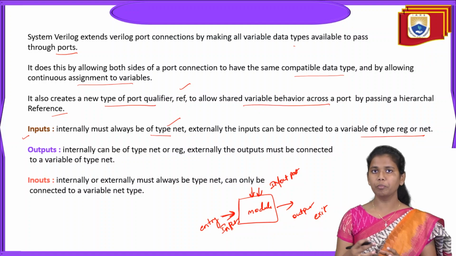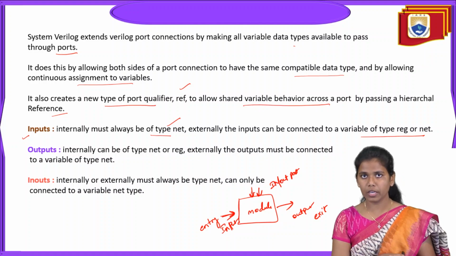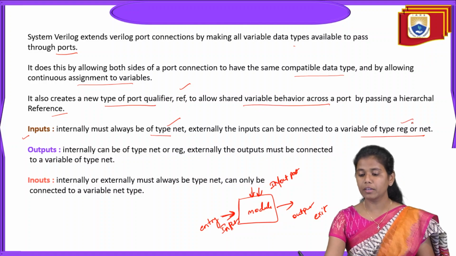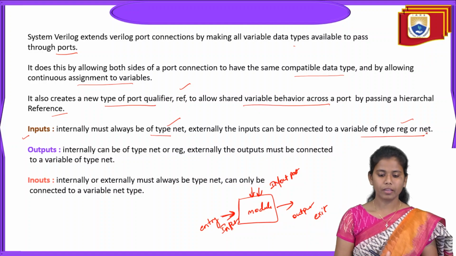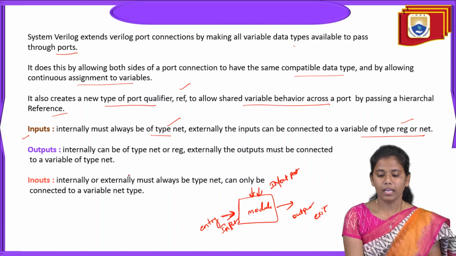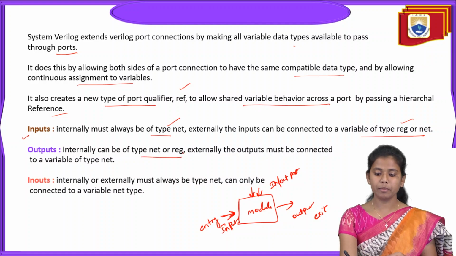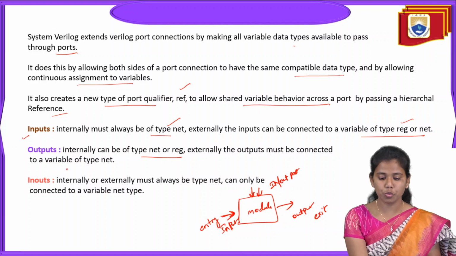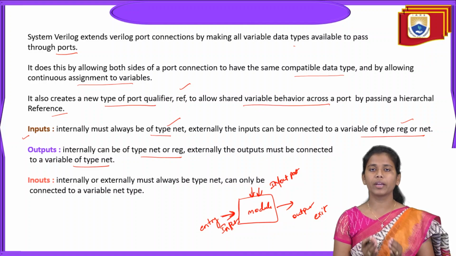Then coming to the outputs: in the output ports, internally they can be of type net or reg. Likewise with the input, externally the output must be connected to a variable of type net. So internally, we are allocating variables pertaining to the net or reg data types.